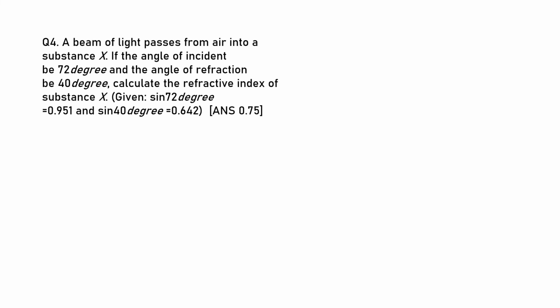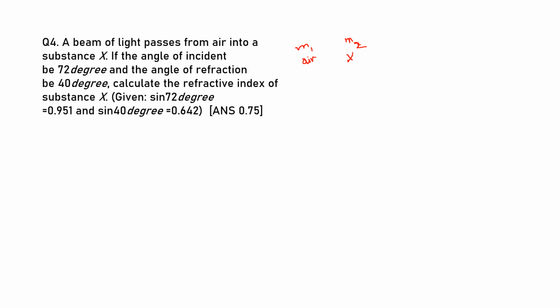A beam of light passes from air into a substance X. That means the first medium is air. What is medium 1? Medium 1 is air, and medium 2 is nothing but some medium X, a variable, right? If the angle of incidence is 72 degrees and the angle of refraction is 40 degrees, then calculate the refractive index of substance X.